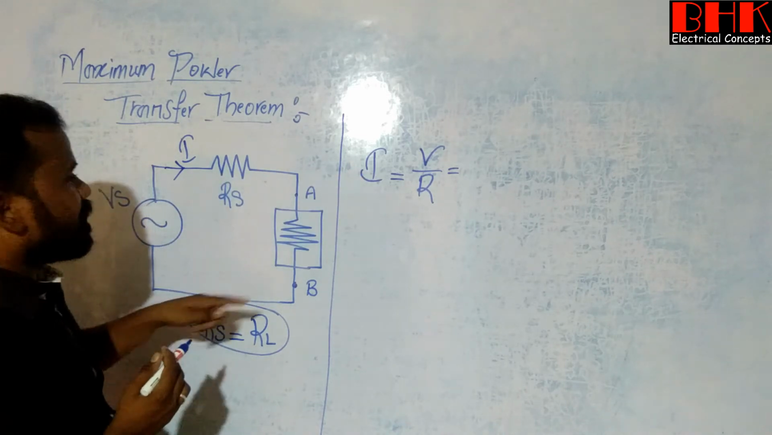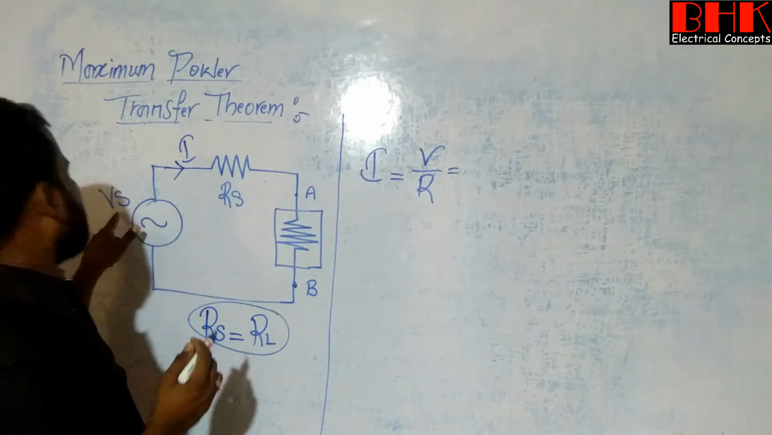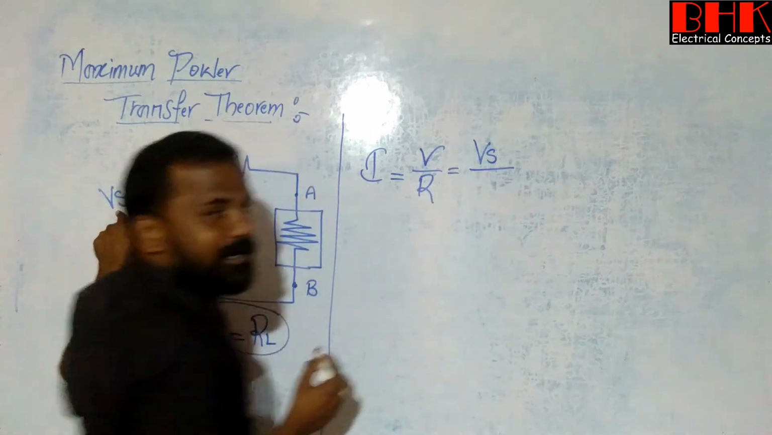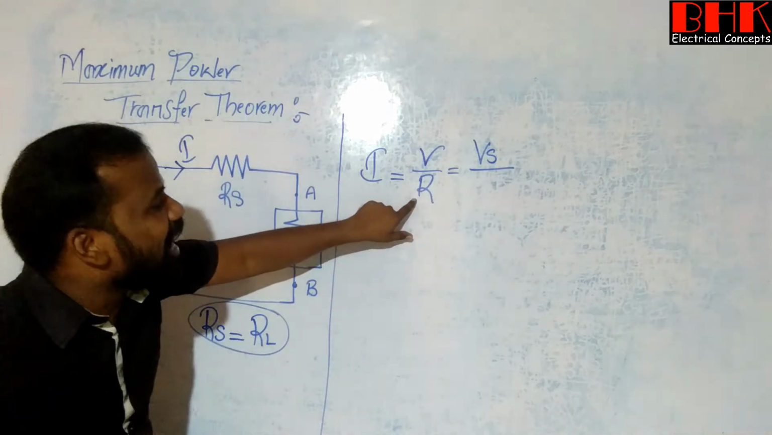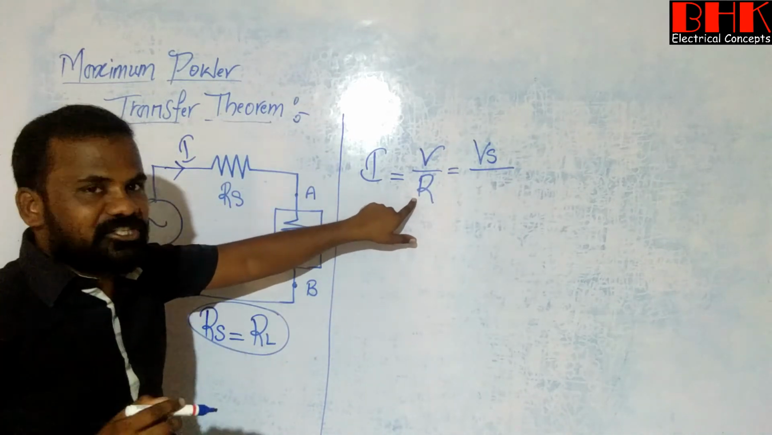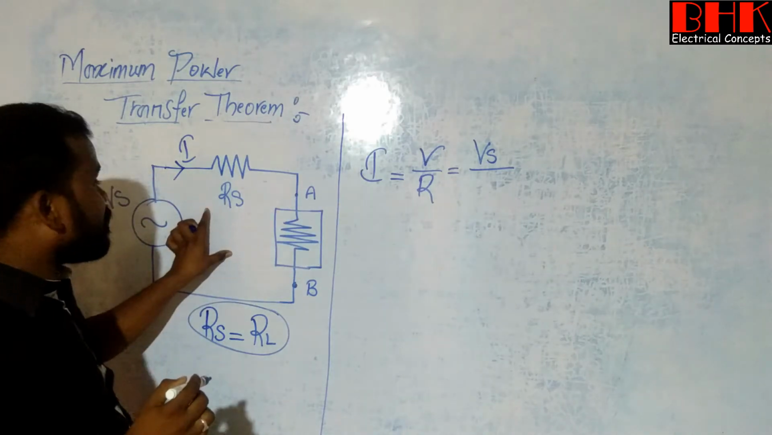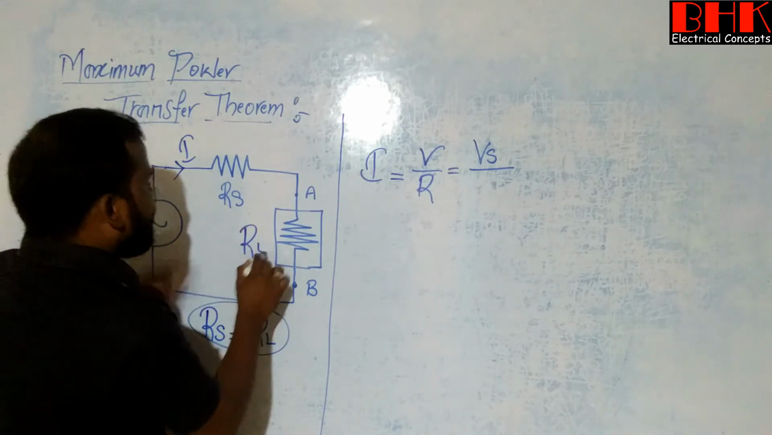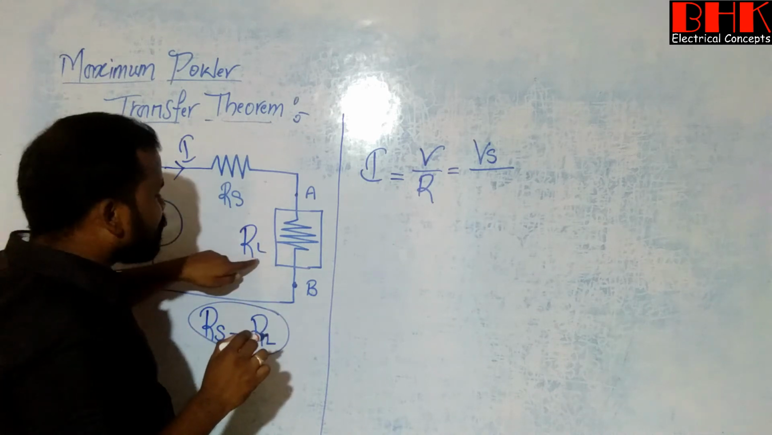Now see here, V is what? Applied voltage. It means Vs divided by R, and here R is a resistance. But in this circuit we have two resistances. One is the source resistance and this is the load resistance.